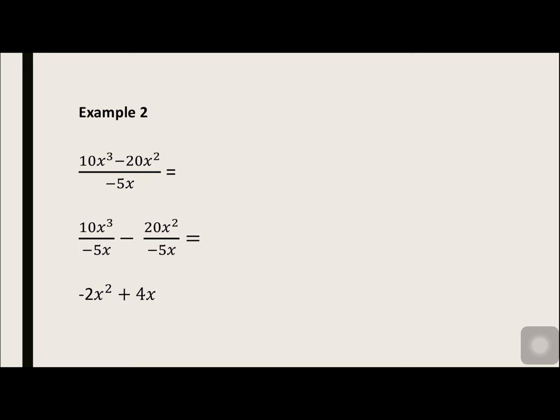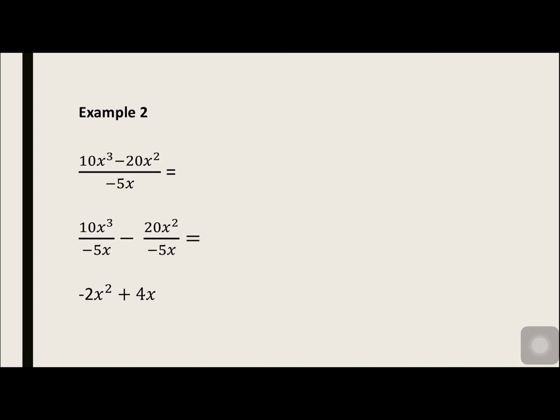Example 2. 10x cubed minus 20x squared divided by negative 5x. Split them up. 10x cubed divided by negative 5x minus 20x squared divided by negative 5x. 10 divided by negative 5 is negative 2. Subtract exponents. 3 minus 1 is 2.